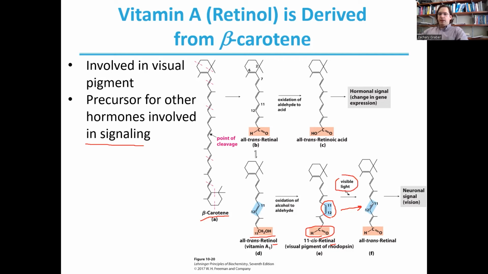So absorb visible light and convert this to all-trans retinal, and that is then used as a signal to indicate that we have absorbed light and we should be seeing something. On the top, of course, you can see how our all-trans retinol can also be converted to all-trans retinoic acid and can then be converted into that hormonal signal that I mentioned previously.